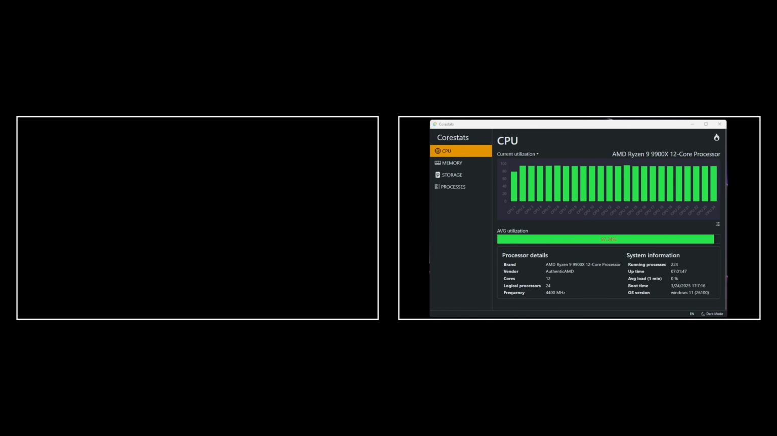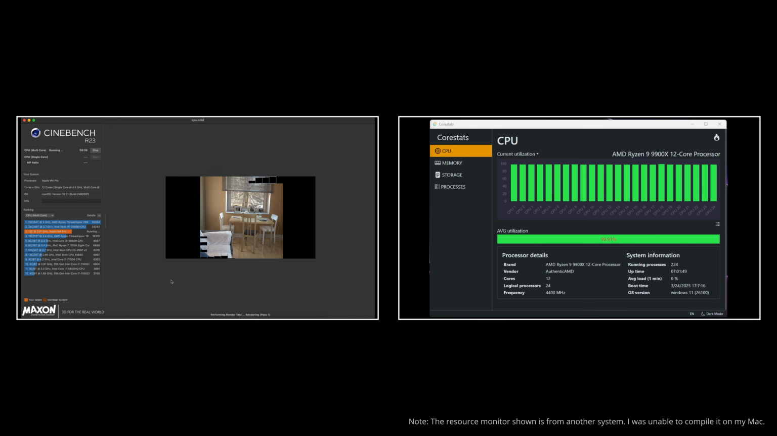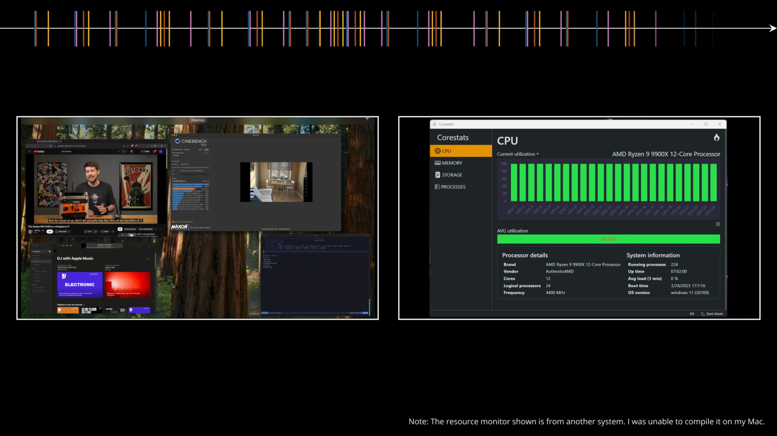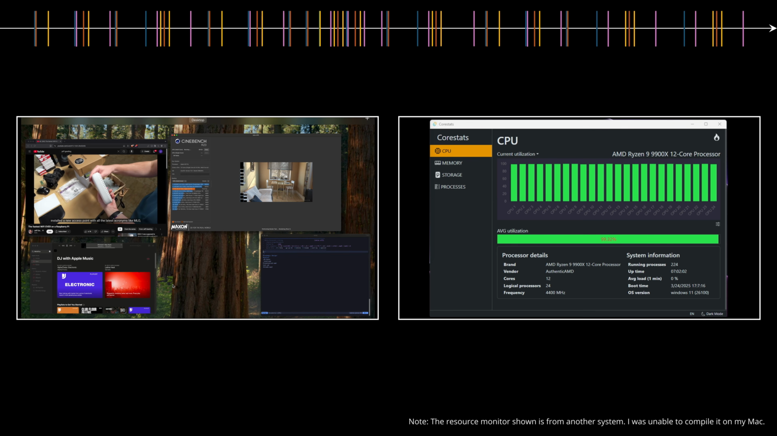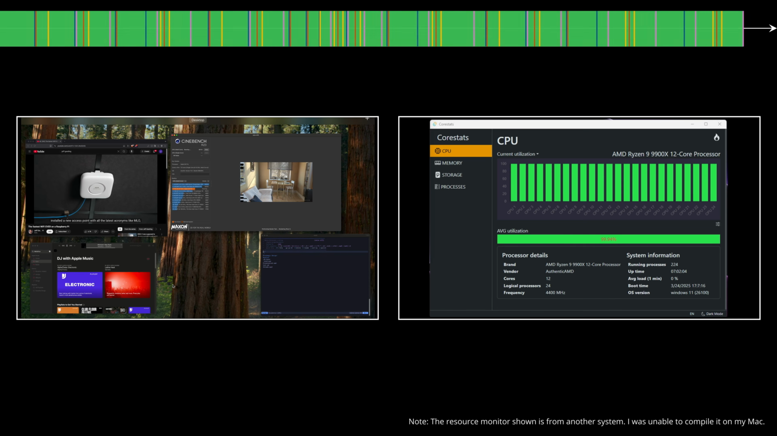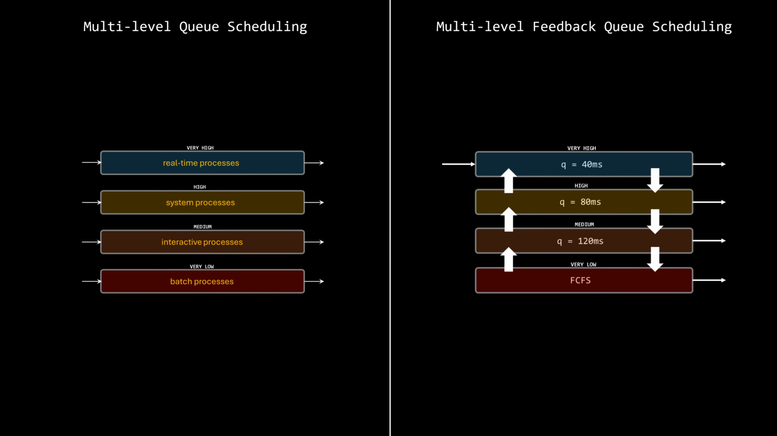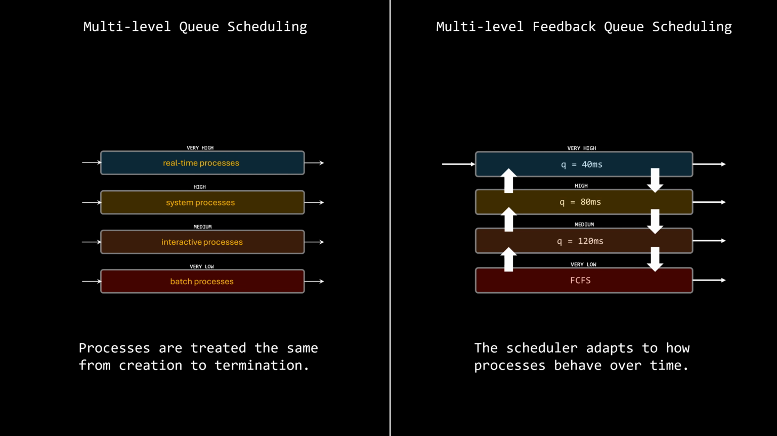Think about when your system is under heavy load. For example, when rendering a video or running a benchmark. CPU usage hits 100%, but your desktop stays smooth, your music keeps playing, and your browser remains responsive. That's because the scheduler prioritizes everyday interactive tasks, while less frequent CPU-heavy processes get served with any CPU cycles left over from higher priority processes. If we put multi-level queue and multi-level feedback queue side by side, which one sounds more general purpose to you?